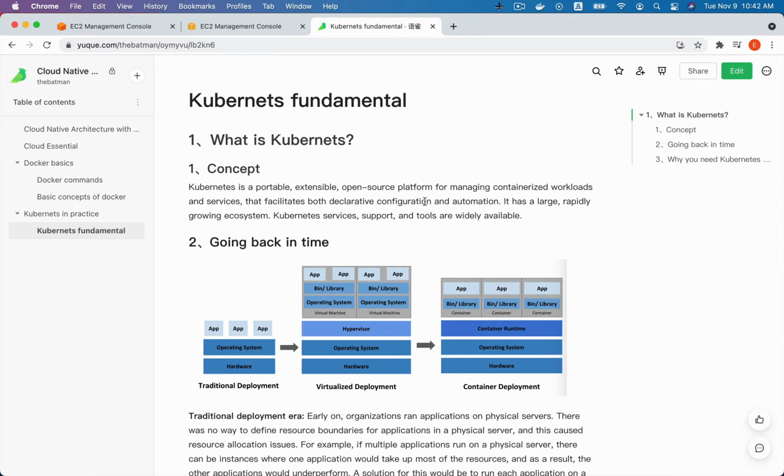So first, we learn what Kubernetes is. Kubernetes is a portable, extensible, open source platform for managing containerized workloads and services that facilitate both declarative configuration and automation. It has a large, rapidly growing ecosystem. Kubernetes services, support, and tools are widely available. Okay, this is the concept of Kubernetes.